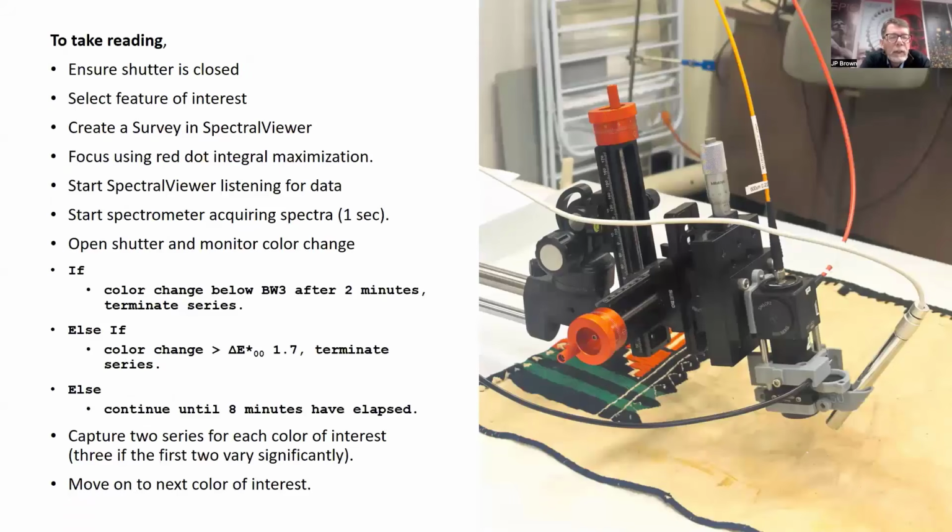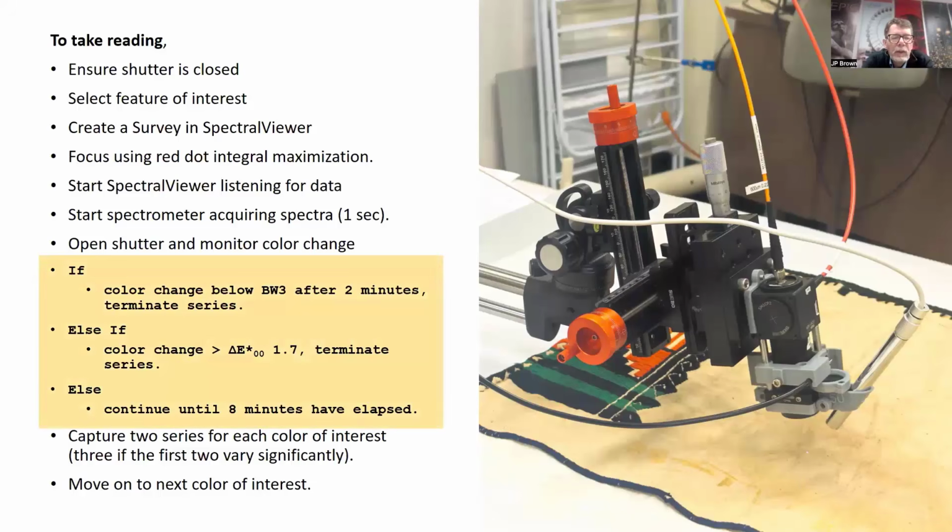And then to take a reading, you make sure the shutter is closed, select your feature of interest, create a survey in Spectral Viewer, focus on the red dot integral maximization. So we're looking at the spectrometer signature to get the most power from our dot. Start the spectrometer acquiring spectra, open the shutter, and monitor color change.